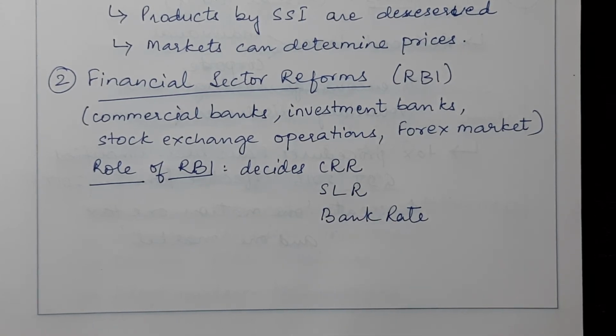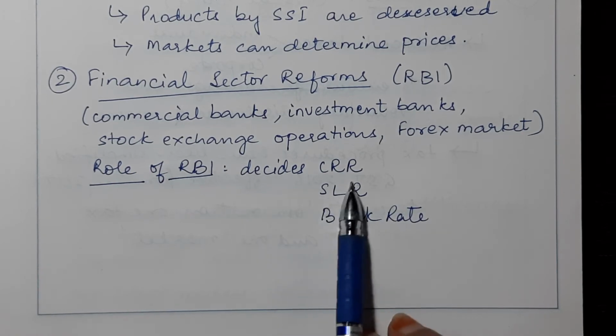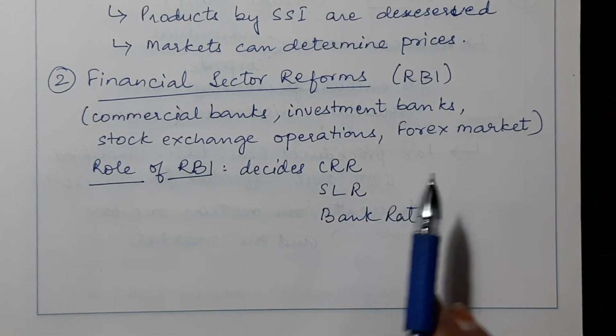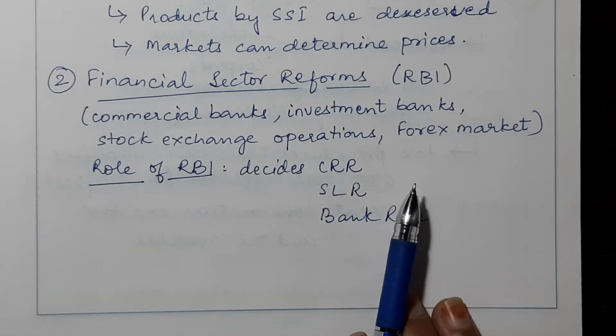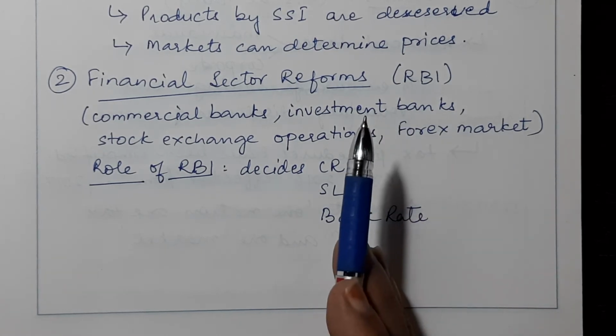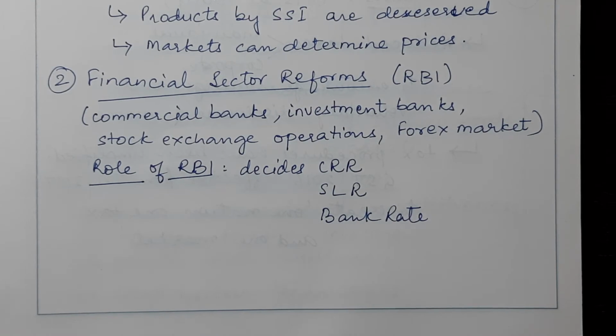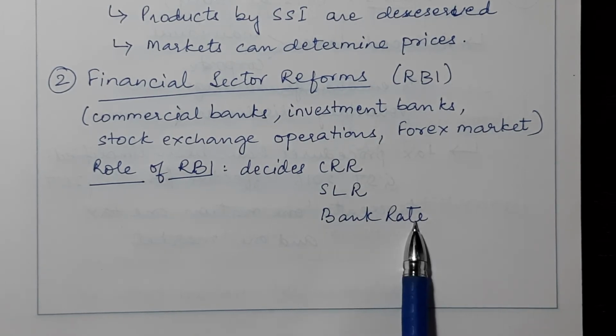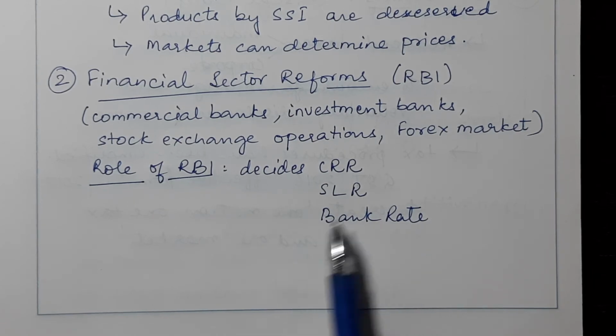It decides the cash reserve ratio, the statutory liquidity ratio, and the bank rate. The cash reserve ratio, or the CRR, is a fraction of deposits that commercial banks must keep as cash reserves with the RBI. Then SLR, or the statutory liquidity ratio, is a fraction of deposits that commercial banks must keep with themselves. And then the bank rate is the rate of interest at which commercial banks can borrow from the RBI.